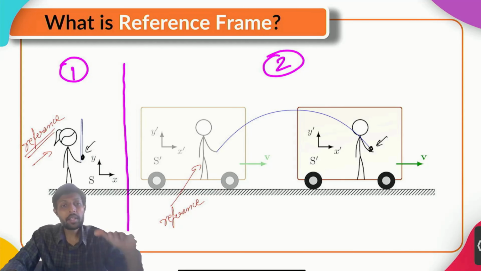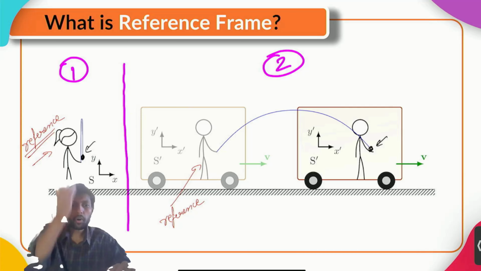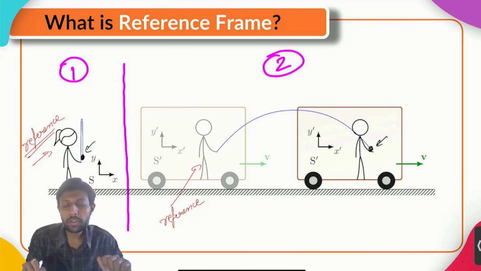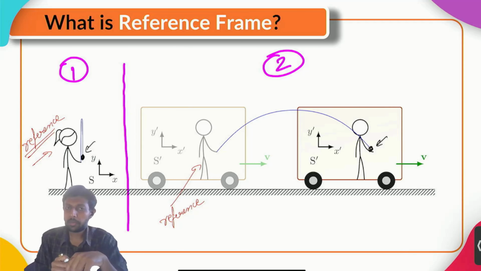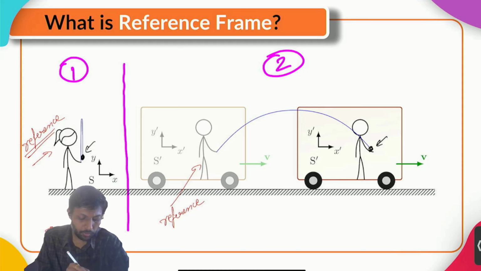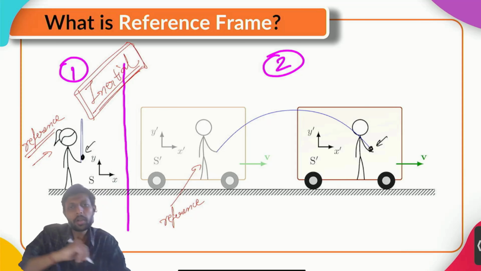This is our reference. So what is the difference between these two examples? In the first example, the reference frame is at rest. Although the object that we are observing, the ball, is not at rest, it's moving, okay? So is the first one an example of an inertial frame of reference or a non-inertial frame of reference? Think about it. We've just seen that if the frame is not moving, it's an inertial frame of reference. So this is an example of an inertial frame of reference.